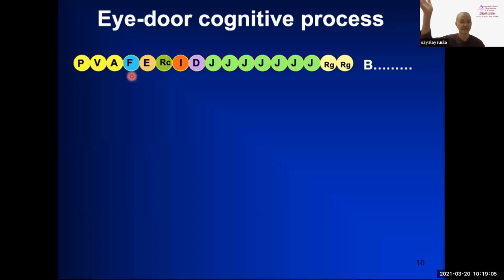What is that? Okay, so if the object is a visible form, then eye consciousness arises. E represents eye consciousness. So E means eye consciousness arises, seeing that visible form. Okay, therefore it triggers the eye door cognitive process. If it's a sound, then the ear door cognitive process. So what type of cognitive process will arise depends on the object. Therefore, I introduce the 6 types of object to you first.